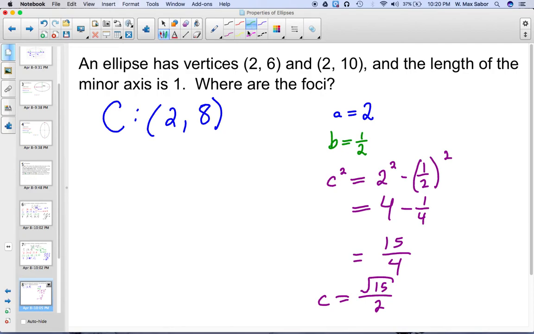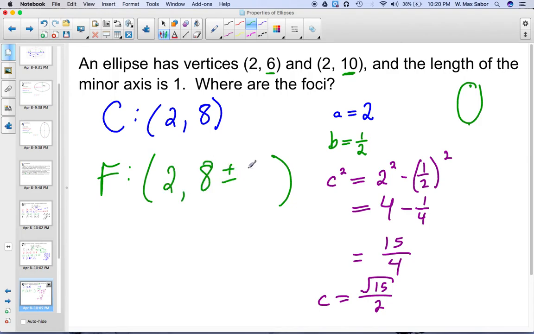Now, that means that the foci are in the vertical direction, because of 2, 6 and 2, 10, we know that it's going to be in the vertical direction from the center by this amount. So the foci are at 2, 8 plus or minus square root of 15 over 2.